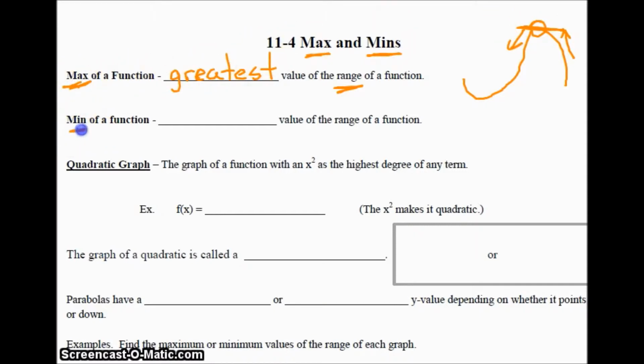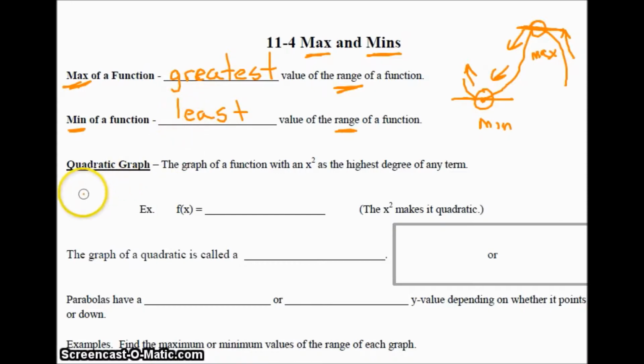The min is just the opposite. As we head down this first curve, we hit this second loop, where we start heading back upwards. This point right down here, the bottommost point, is the least value of the range of a function. The smallest y value that we're going to hit or cross over is this point down here, so this one is going to be our minimum. So we have a max and a minimum. The minimum of a function is the least value of the range of a function.